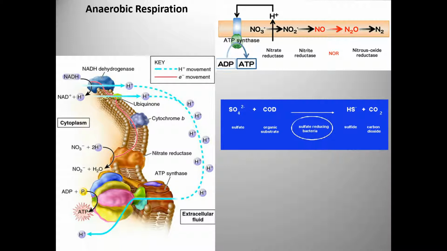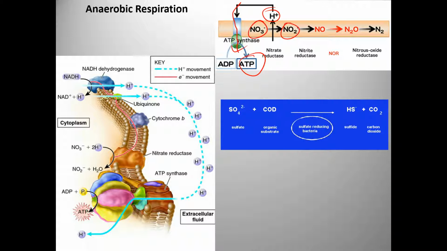So here, looking at the conversion of nitrate to nitrite, this enzyme nitrate reductase allows the pumping of protons across the membrane of the cell. In this case, it could be the mitochondria. Now these protons flow back through the ATP synthase enzyme and you generate ATP.